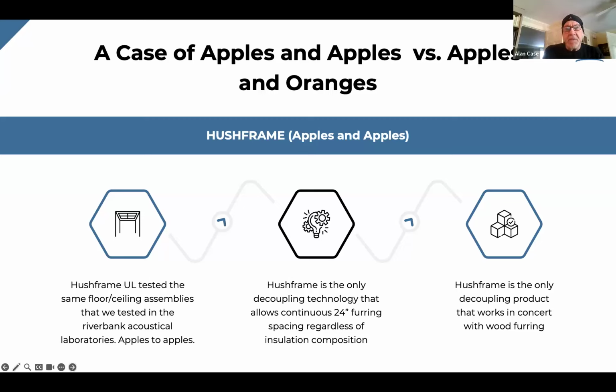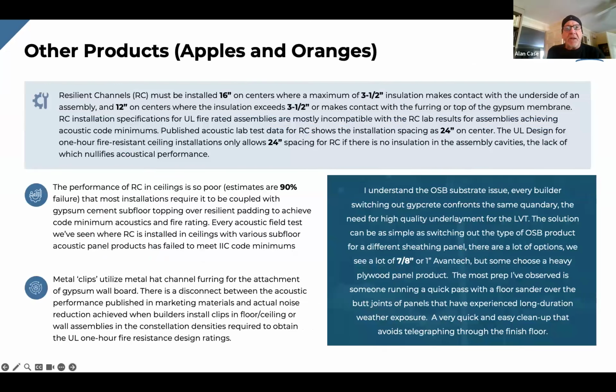The difference between us and the competing products with the metal is that the tests they publish in their marketing material from the acoustic laboratory do not reflect the installation requirements in the UL code. So, for instance, you'll see RC shown at 24 inches on center or 16 inches on center, but actually, if you have any insulation in your ceiling whatsoever with RC, you've got to put it on 12 inches on center, and it has to be fastened. Same with the genie clips and the other clips.